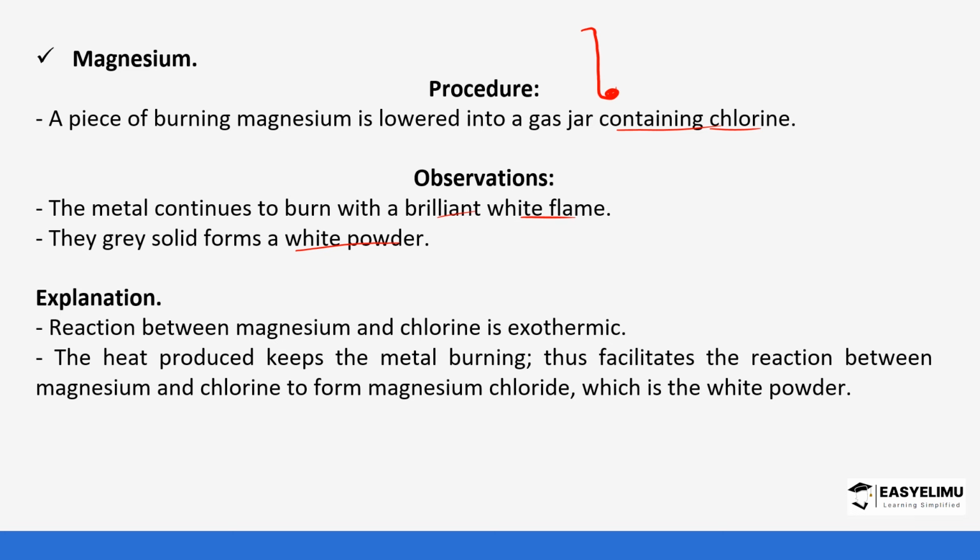The heat will keep the metal burning and it will cause the magnesium to react with chlorine to form magnesium chloride. So the equation for the reaction is magnesium reacts with chlorine to form magnesium chloride, as you can see in the equation. And you see the equation is balanced.